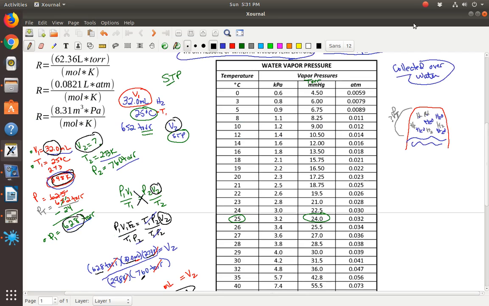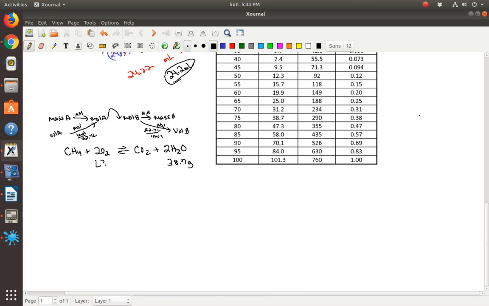And then I want to go through a stoichiometry question. So hold on. Okay, so I wrote a stoichiometry question for you. I went ahead and gave you a balanced equation right here. And I'm telling you that you have 38.7 grams of water that has been produced. So that's going to be your A, the thing you know. And I'm asking for how many liters of oxygen. So that's going to be your B, the thing you don't know.